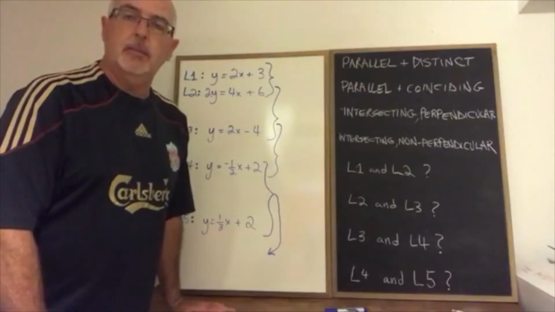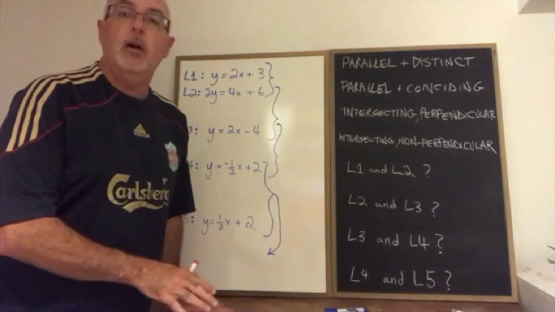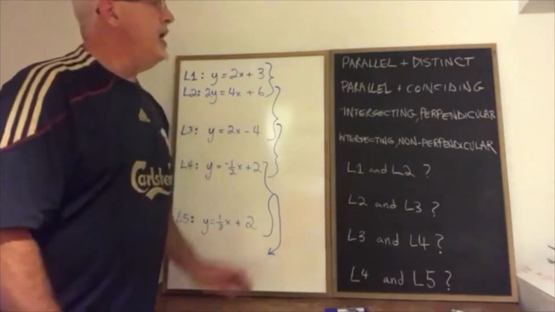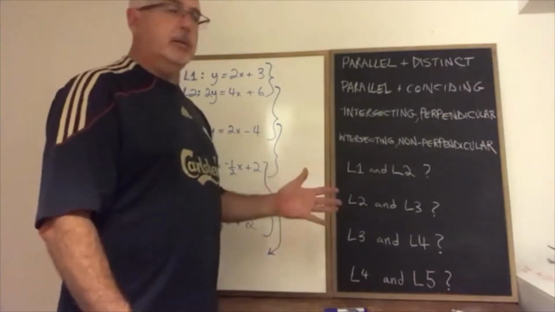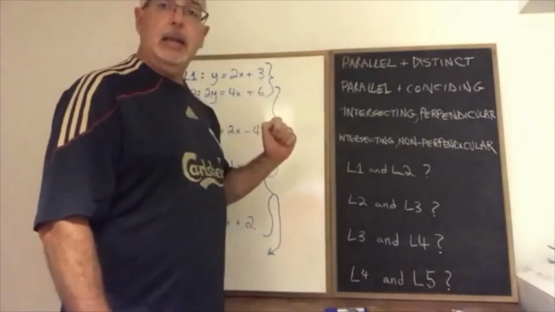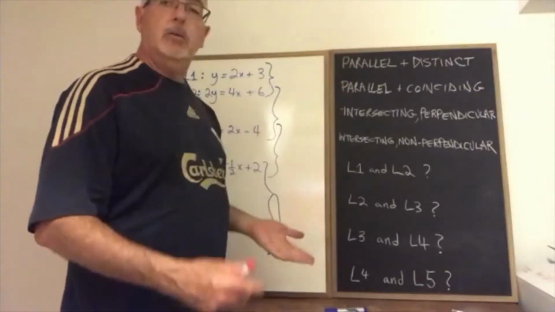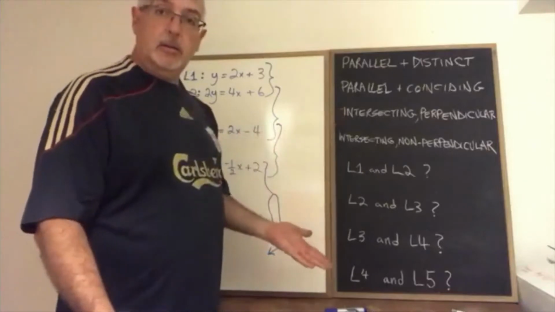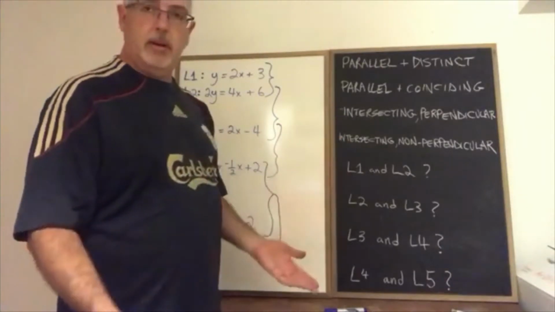In today's Daily Dose of Math, we're going to look at pairs of straight lines, the relationship between two lines. We have four possibilities. A pair of straight lines can be parallel and distinct, or they can be parallel and coinciding. They can be intersecting perpendicular, or they can be intersecting non-perpendicular.